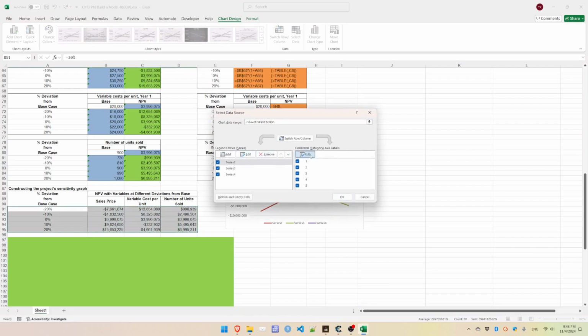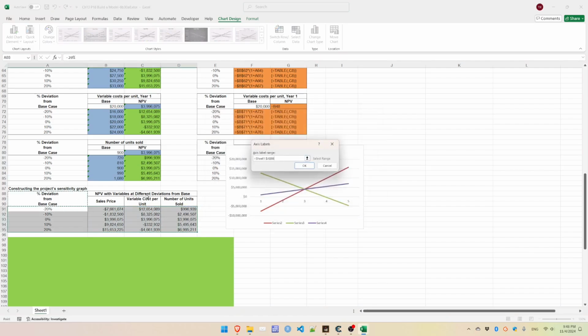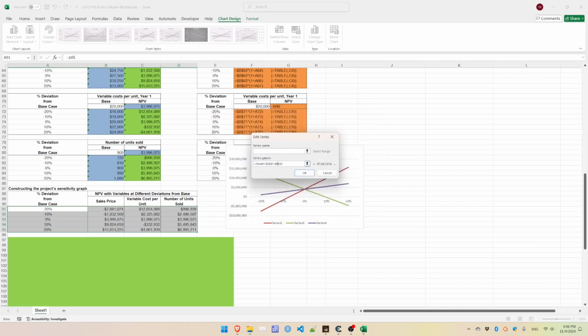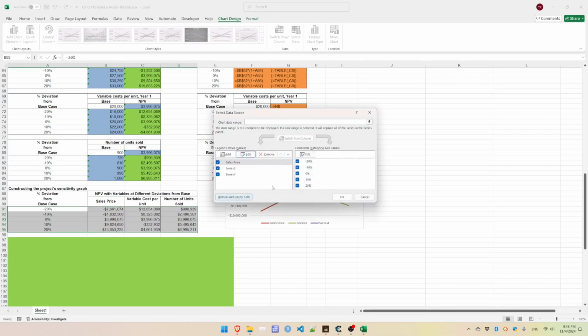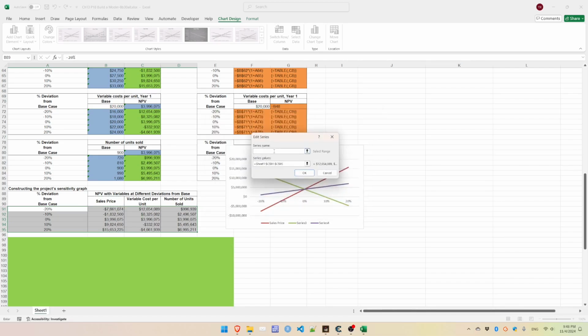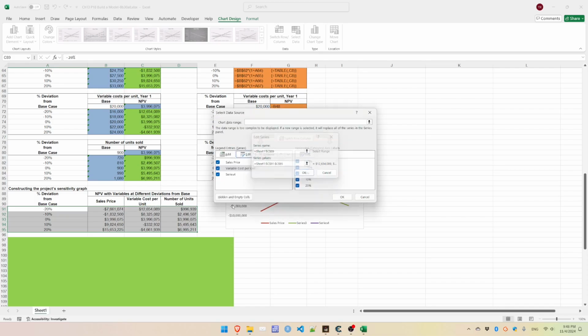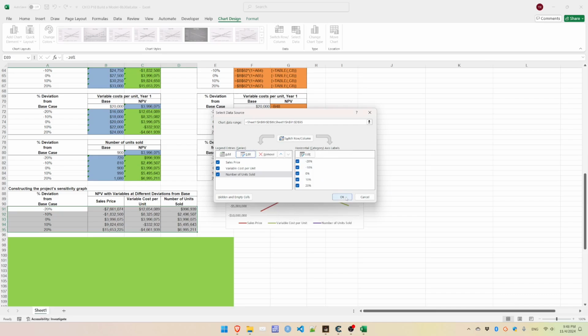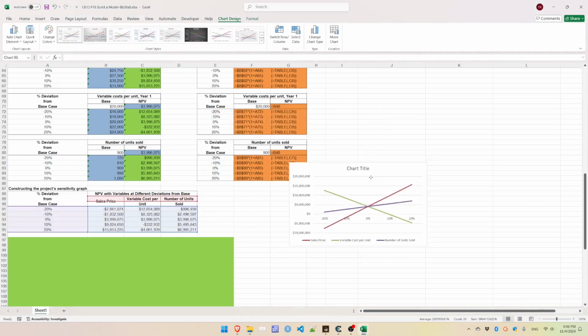I can edit the horizontal axis. The axis label will be these values, right? As you can see, the axes have already updated. And for the series, the first one, the series name is going to be sales price. For the second one, the series name is going to be variable cost per unit. For the third one, it's going to be number of units sold. Okay, I hit OK. As you can see, I have the chart.